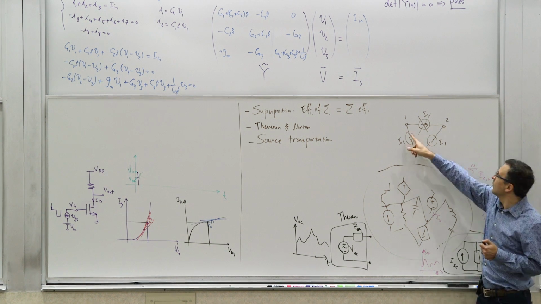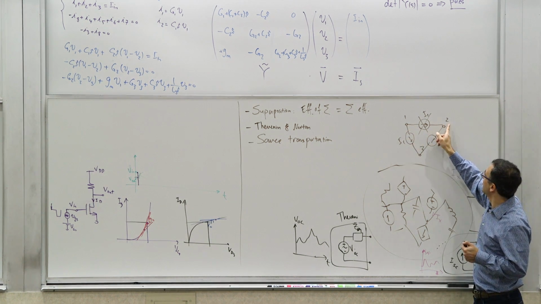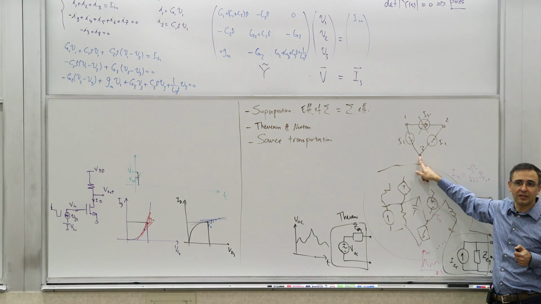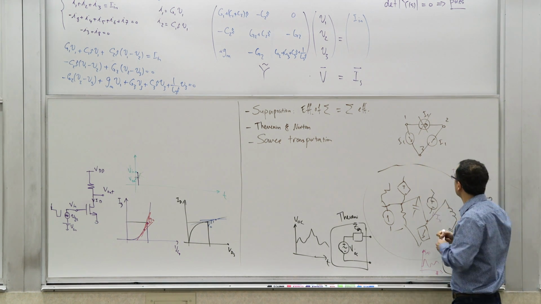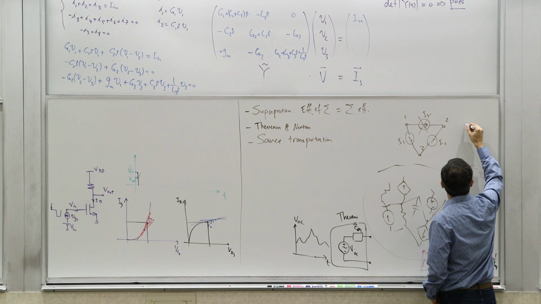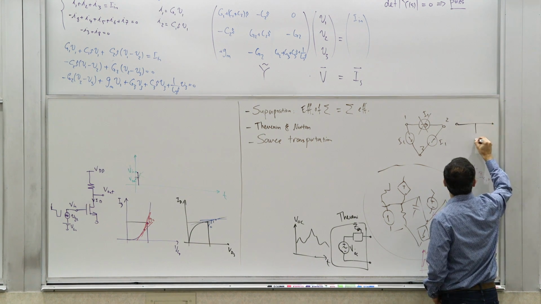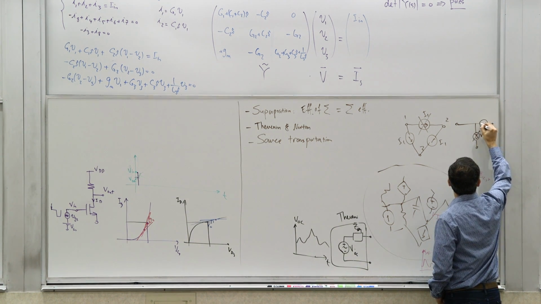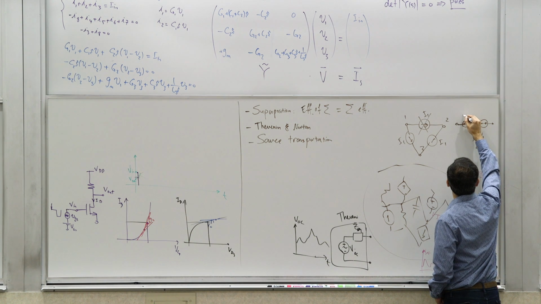Because the same current I1 is leaving this node, the same current I1 is entering this node, and the total net current of 0 is entering or leaving this node. And then there's a voltage dual to this, which basically says that if you have two nodes and a voltage source here, you can remove this and put two voltage sources here of the same value.